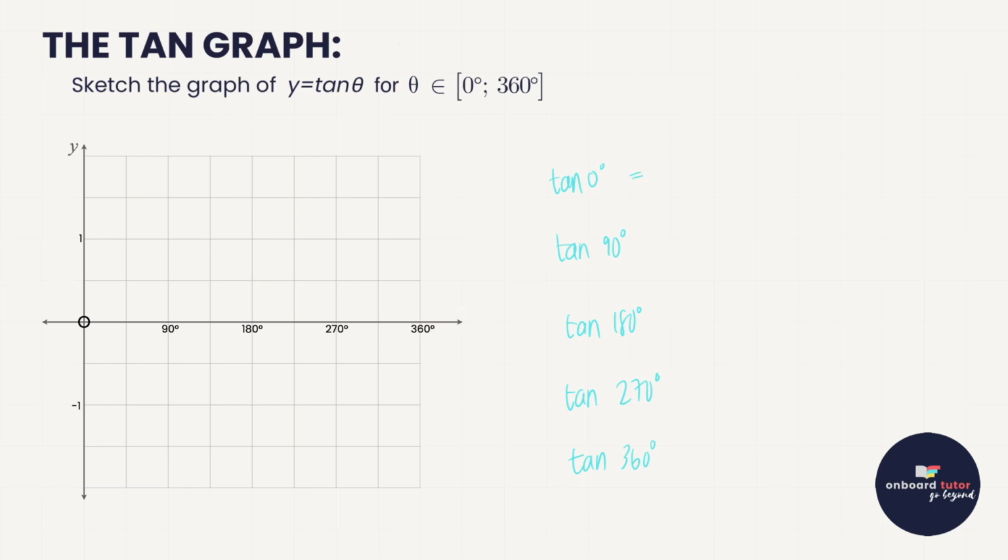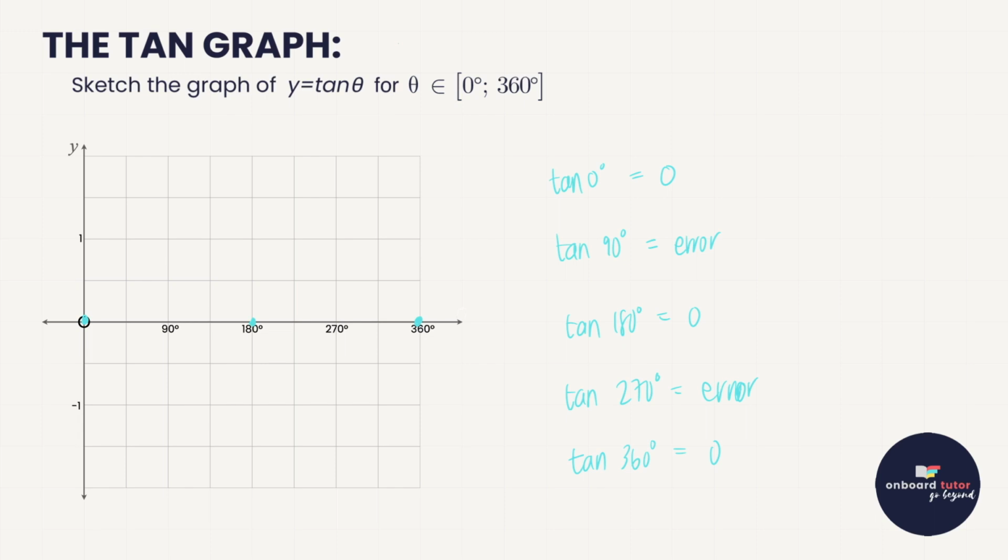Tan of 0 gives us an answer of 0. Tan of 90 gives us an error. 180 gives us a 0. 270 gives us an error. And then 360 gives us a 0. Okay, so this is tricky to draw with the information that we've been given here. I've got a 0 here, a 0 here, and a 0 here.